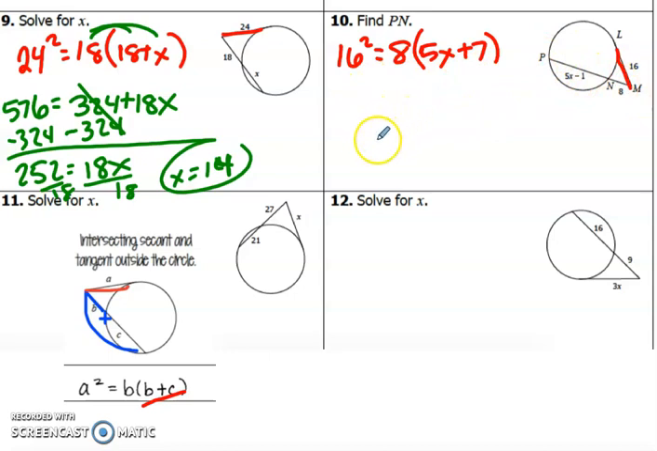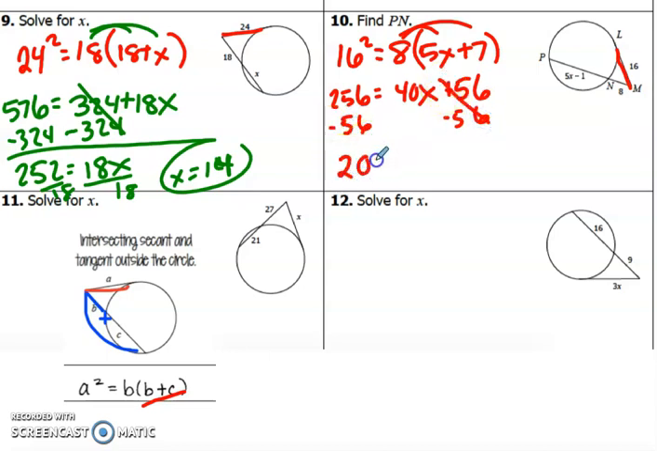So now I need to simplify. 16 squared is 256. 8 times 5 would be 40x. And 8 times 7 will give you 56. Subtract 56 from both sides. 200 will equal 40x. Divide by 40 to get x is equal to 10. Nope, that's not right. X is equal to 5.